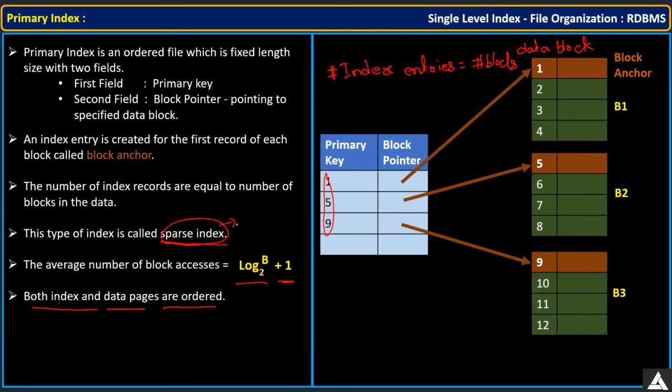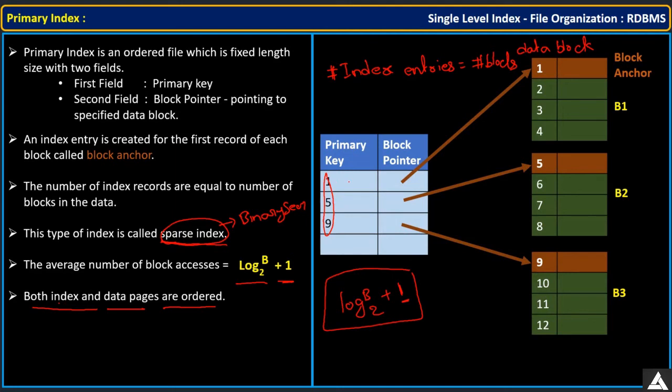That means index pages are ordered, so you can apply binary search. Since you can apply binary search, it is going to take log b base 2 time. And from here to here, it is going to take one more extra access. That is the total access time on an average. So this is overall primary indexing.